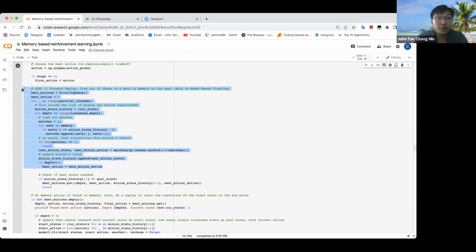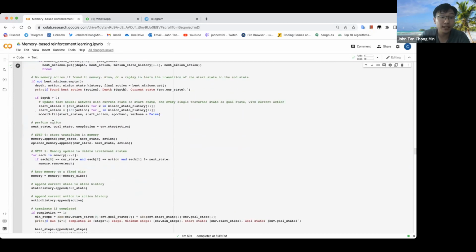Assuming your memory is accurate, all this can string together into one trajectory that is stable. Okay. And the environment hasn't changed. So if the environment changed, you need to update the memory by doing stuff like this, by removing irrelevant states and so on.